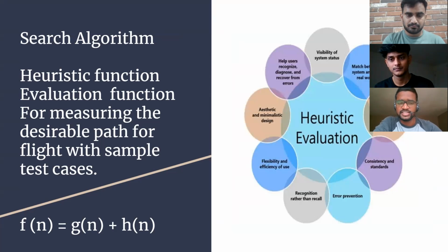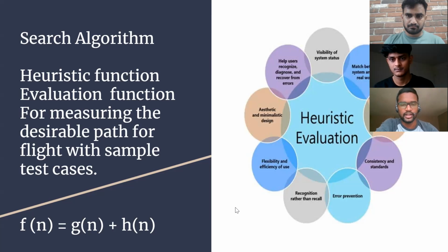Here the function g gives the actual cost incurred in reaching node n, and the second one is h, a heuristic function, estimating the cost of getting from node n to the goal state. The goal state is the end of the path, where the aircraft needs to reach the goal with minimal effort, the shortest path.